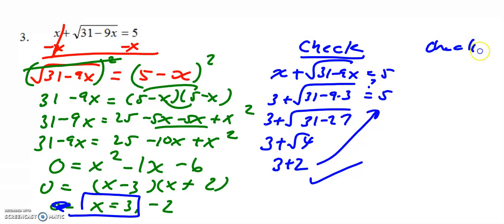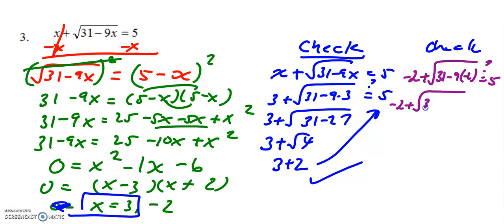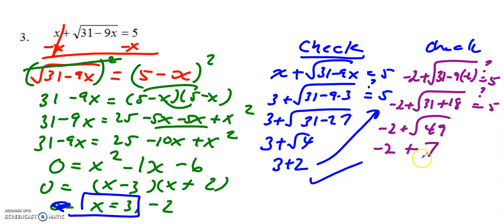I'd like to check the second one in the original, and every time I see an x, I'm going to plug in negative 2. Let me change colors here. So I'd have negative 2 plus the square root of 31 minus 9 times negative 2. Does that also equal 5? So negative 2 plus the square root of 31 plus 18. Negative 2 plus, that would be 49. The square root of 49 is 7. Does negative 2 plus 7 equal 5? Yes, it does. So negative 2 also works as a solution. Awesome.